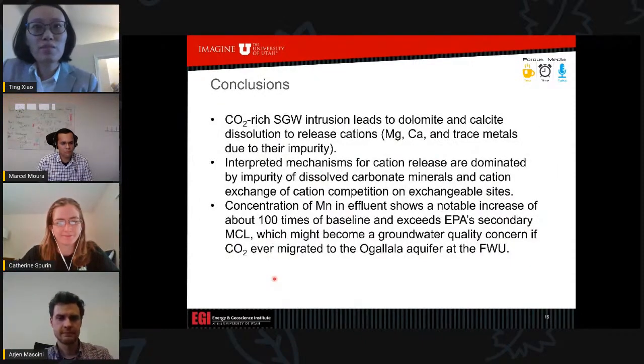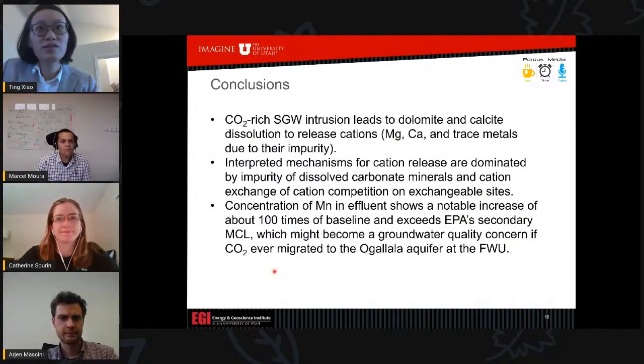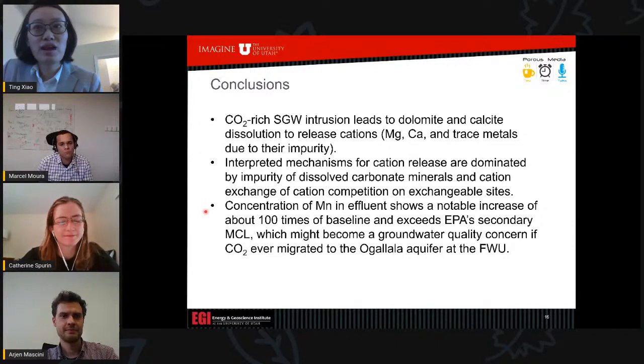So here are some conclusions from this study. CO2-rich synthetic groundwater intrusion leads to dolomite and calcite dissolution to release cations. Interpreted mechanisms of cation release are dominated by impurity of dissolved carbonate minerals.